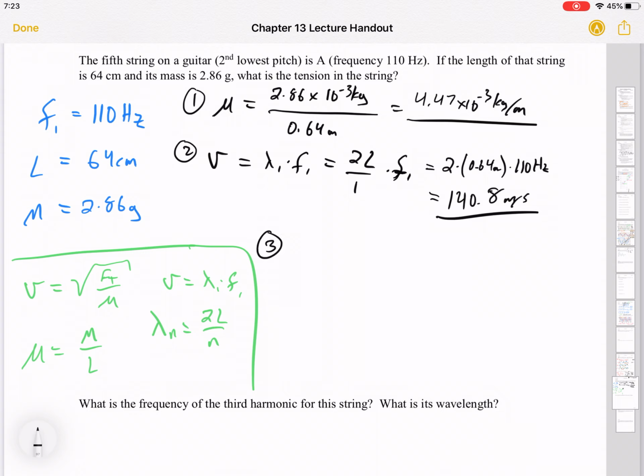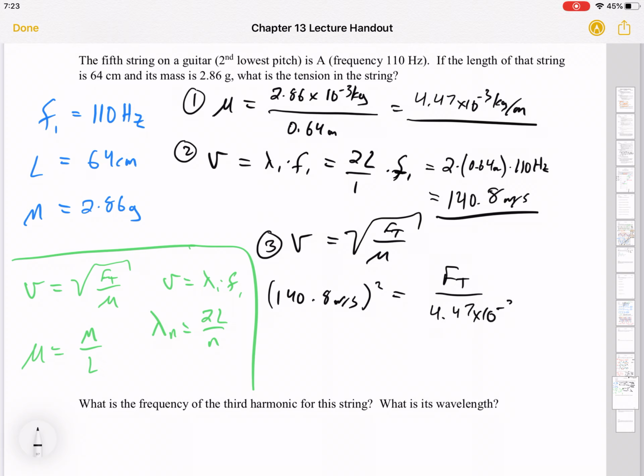So then step 3 here is that V equals the square root of tension divided by mass per unit length. So I just plug in 140.8 meters per second. I'm going to square that side to get rid of the square root, equals tension divided by the mass per unit length, which is 4.47 times 10 to the minus 3 kilograms per meter. So the force due to tension is 140.8 squared times 4.47 times 10 to the minus 3. It turns out to be 88.6 newtons.